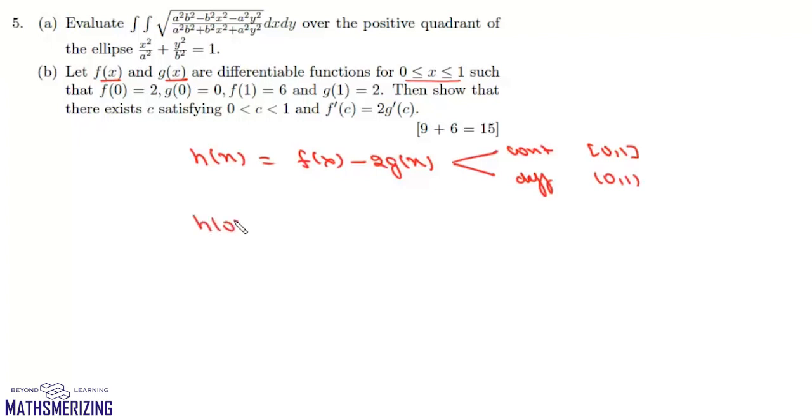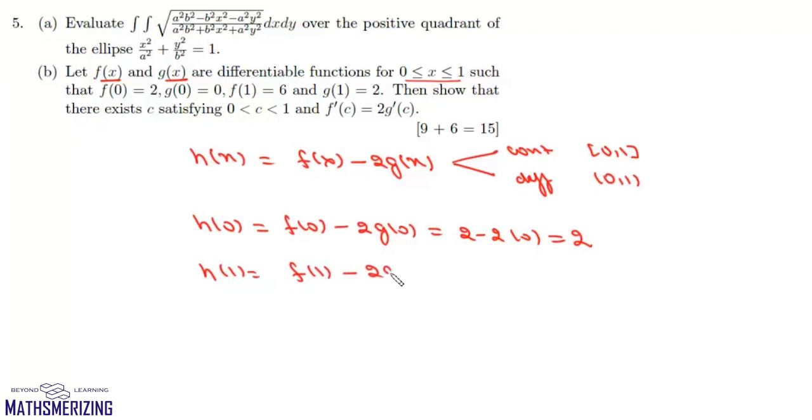Now if we find h(0), it will be f(0) minus 2g(0), which is 2 minus 2 into, and the value of g(0) is 0. So value of h(0) is 2. And if we find h(1), it'll be f(1) minus 2g(1). Now f(1) is 6 minus 2 and g(1) is 2. So 6 minus 4 is 2. So from here we'll get this condition that h(0) must be equal to h(1). So this function h(x) satisfies all the three conditions needed for Rolle's theorem.